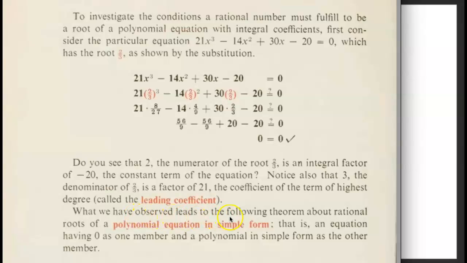What we have observed leads to the following theorem about rational roots of a polynomial equation in simple form. That is, an equation having 0 as one member and a polynomial in simple form as the other member. Okay, the members of the equation: the 0 on the right side, the polynomial in simple form on the left side. What's simple form? Well, simple form would be integer coefficients, and in descending order of degree.